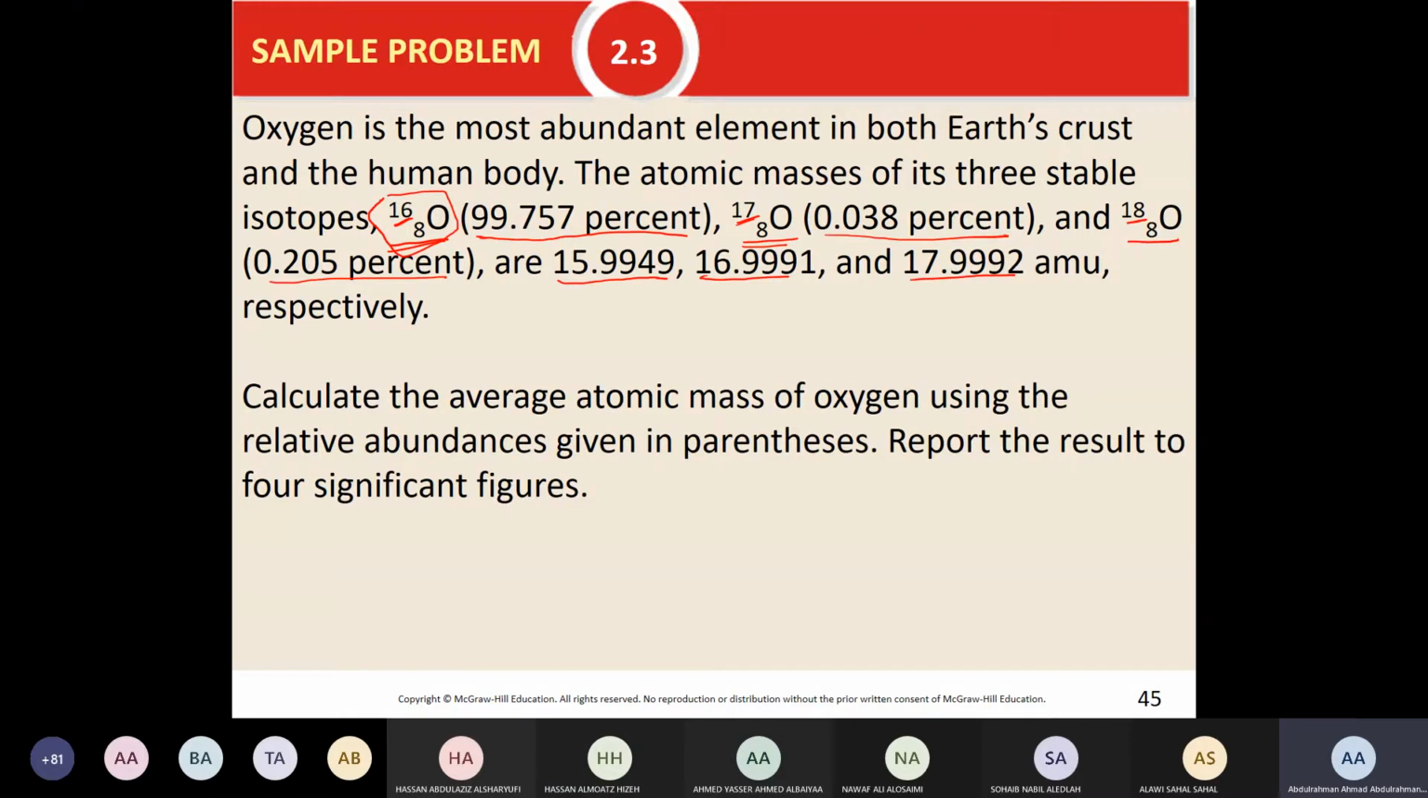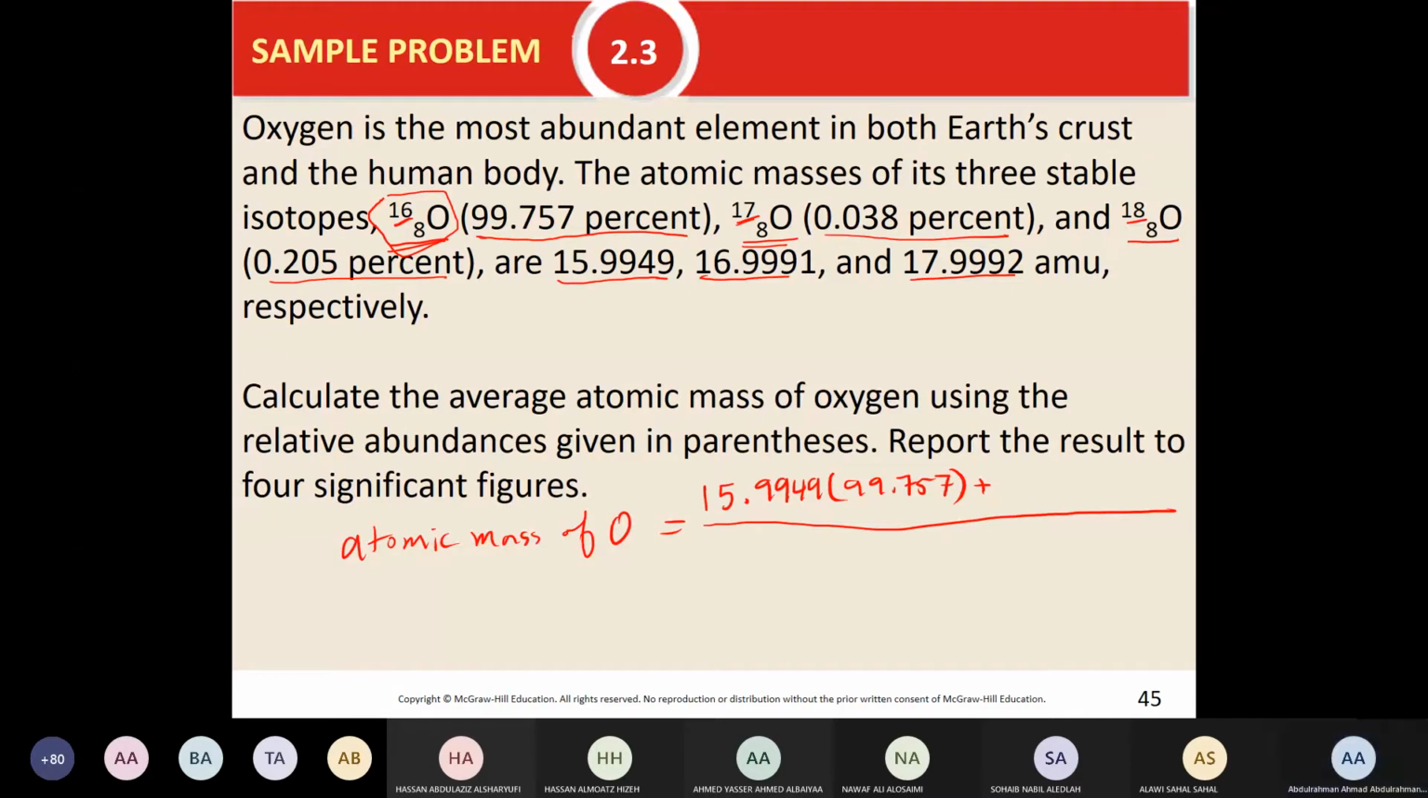I want you to now find the average mass of oxygen, the atomic mass. How are you going to do it? Quickly, tell me, what should I do? We should multiply it, then divide it by 100, and add it together. 15.9949 times what? 99.757. Exactly. And then plus what? Go ahead and do it in your calculator and then add them together.